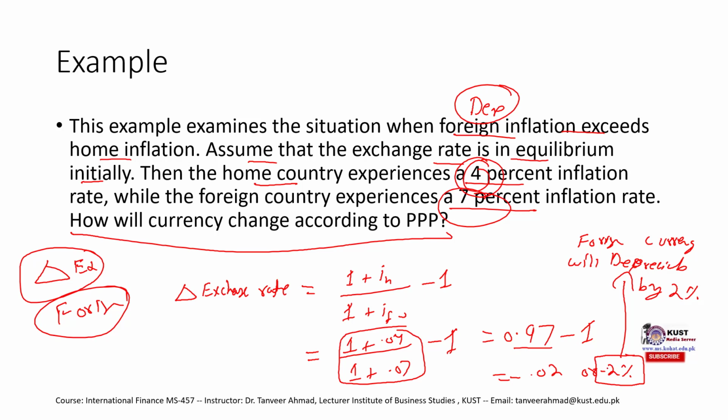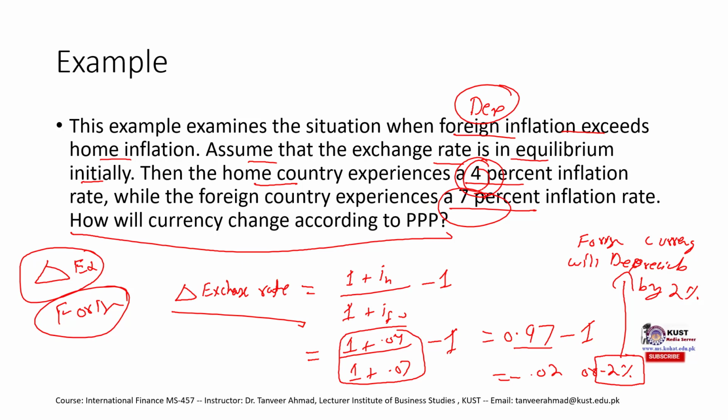This minus means depreciation. If there was a plus, it would mean appreciation. Remember, this minus 2 doesn't mean that the home currency would depreciate. It means that the foreign currency would depreciate. This formula is for the percentage change in the foreign currency.